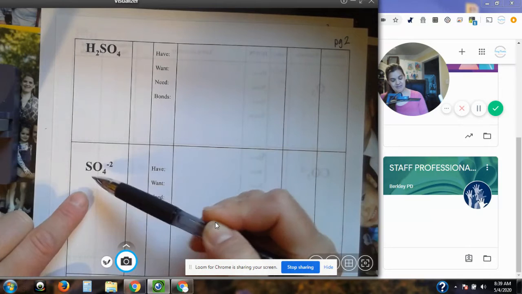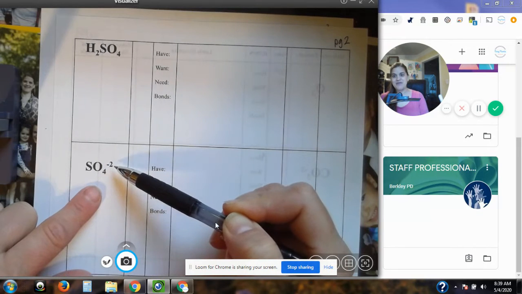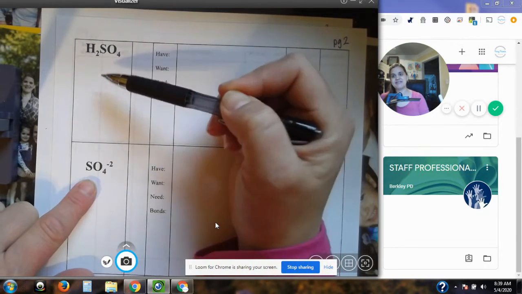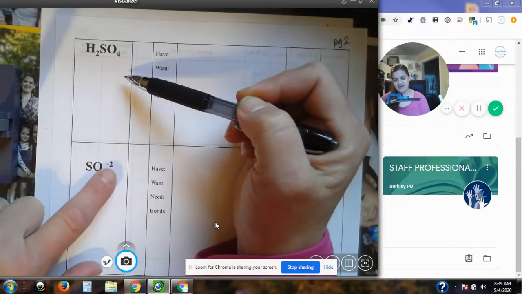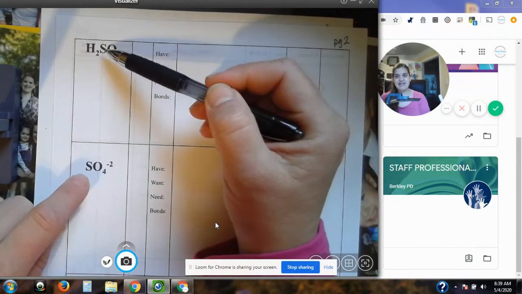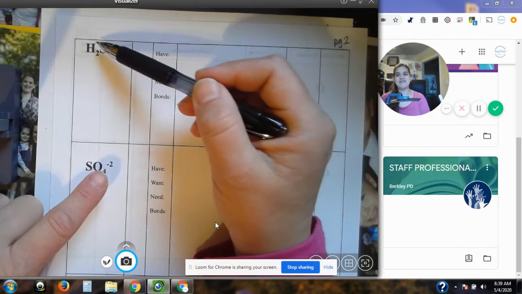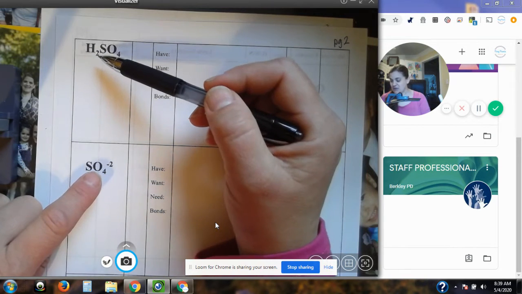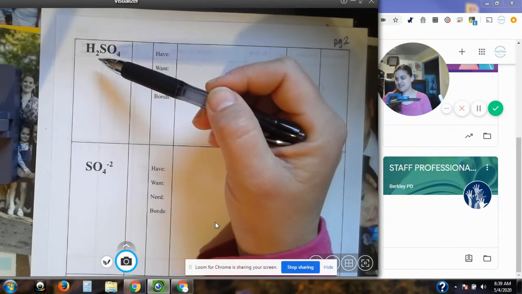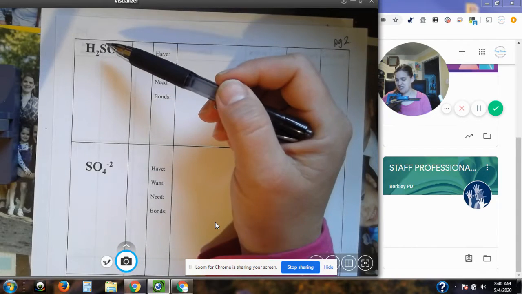And then I want to point out these two molecules here. One is a polyatomic SO4 -2. And I want you to see how similar it is to SO4 here. But instead of having a -2, this SO4 gets its electrons from the hydrogen. So I want you to pay particular attention to how the shapes change.